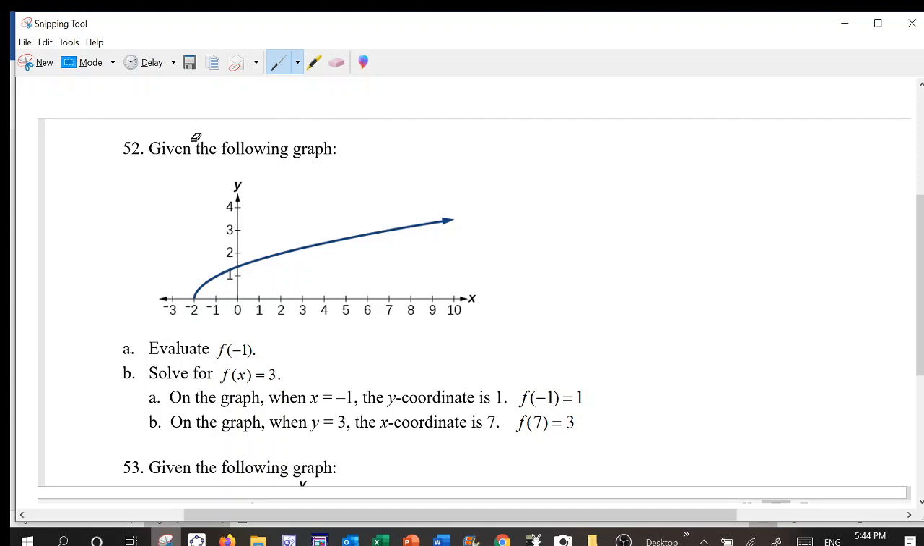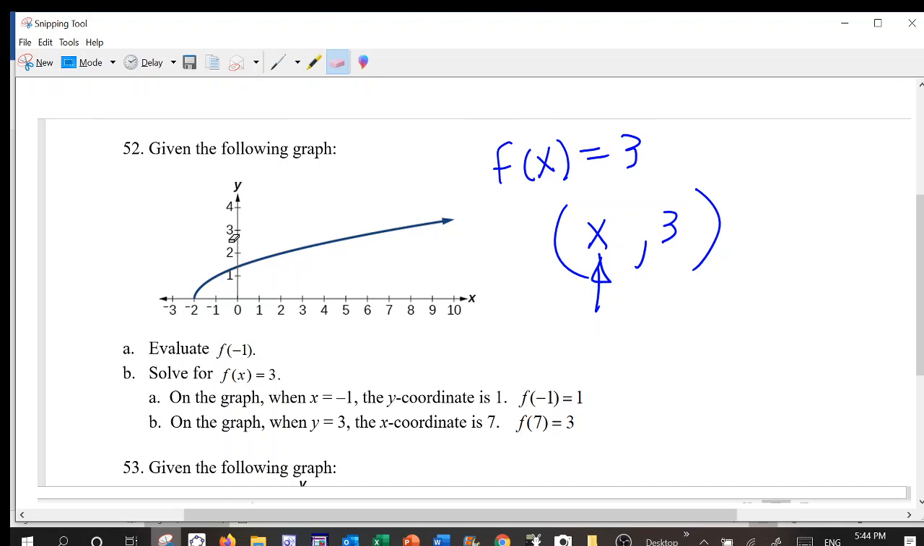Now, then it says solve for this. What does that mean again? Well, we talked about that. This means that if the y is 3, what is x, right? Well, we go to 3 here in the y, and then we go to the function about right there. We see that is what? That is 7. So the answer to this is x is 7. It is 7 that has the output of what? Of 3.